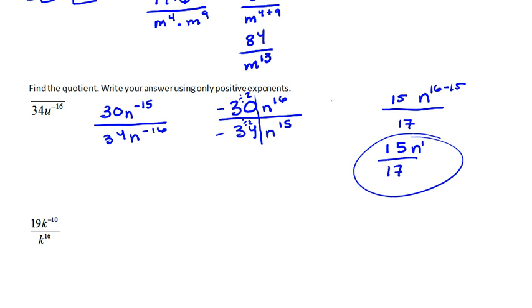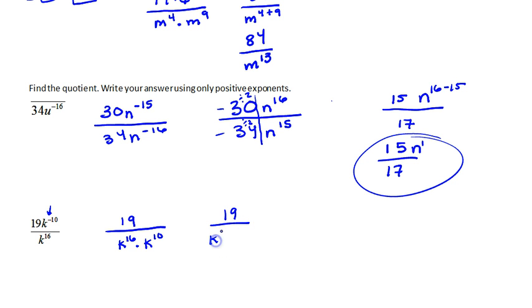In this situation, again, I want to take care of my negative exponents first. Remember that negative 10 only applies to k, not 19. So to rewrite this, I would have 19 over k to the 16 times k to the 10. So now I've switched it from dividing to multiplying. Alright, let's rewrite that again.